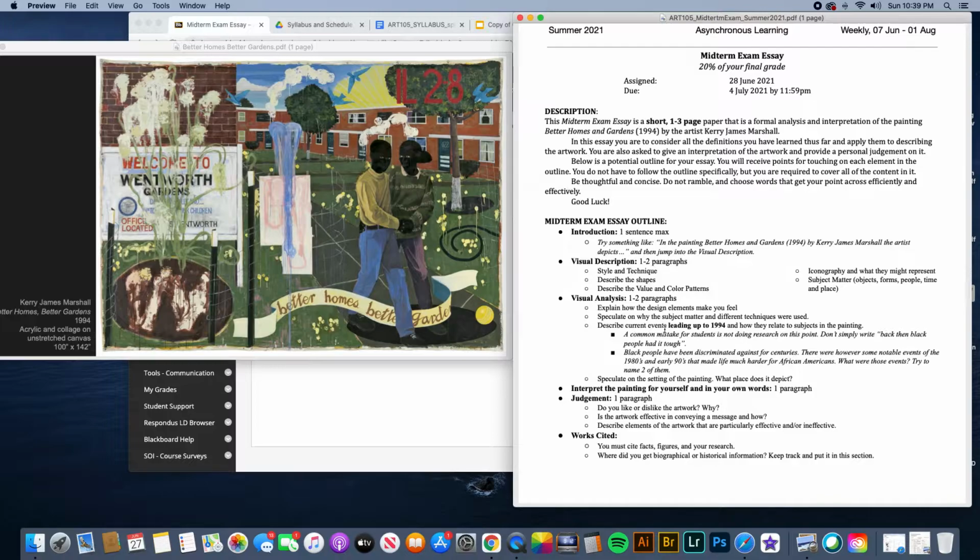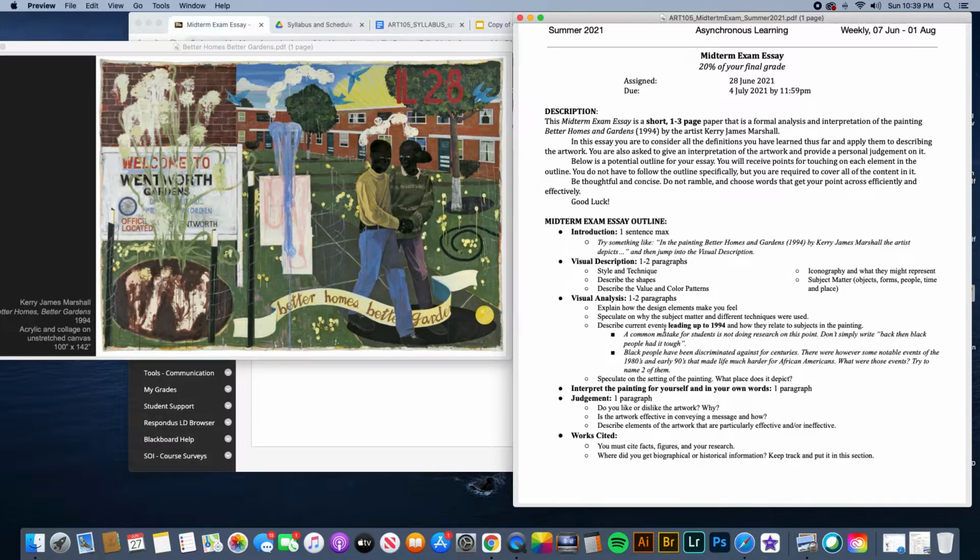Leading into, I want one paragraph that is your interpretation of the painting. Interpret it in your own words. So look at the description, your description in your analysis, and really sum it all up in one paragraph. What is your interpretation? What is the painting all about? You're talking about facts in the description and the analysis. Now try to tie them together. What is it about?